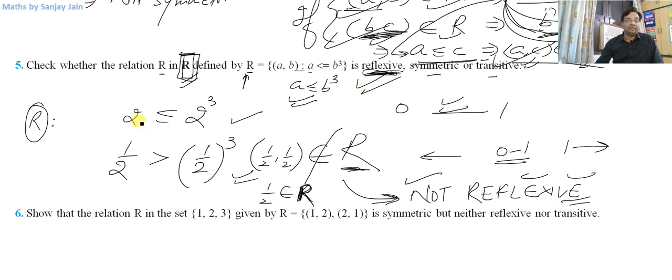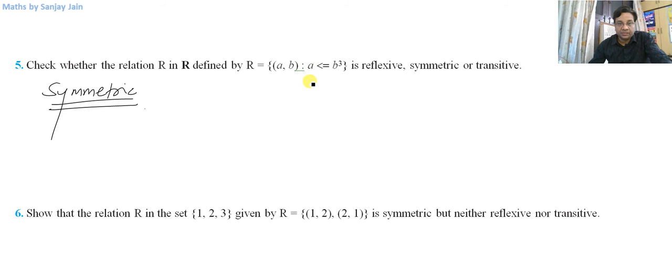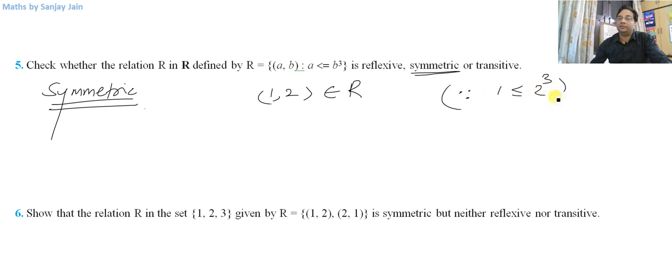Right? We have discussed the reflexivity. Now let us discuss its symmetry. See, I need to find one exception. The case of symmetry is very easy. I will take 1 comma 2. Does it belong to relation R? Yes, because 1 is less than or equal to 2 cubed. Right? 1 is less than 8, so it satisfies.